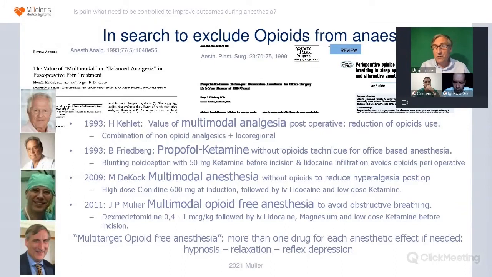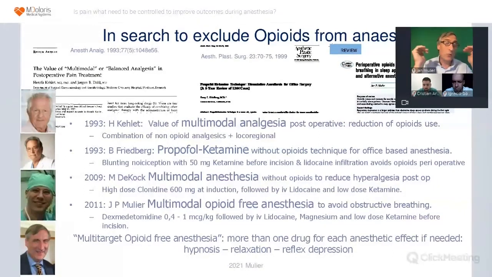We don't need to give sedation with dexmedetomidine. We need to block the sympathetic system only. And to be asleep, we can do that with fantastic other drugs. We call this better multi-target opioid-free anesthesia, because we are using more than one drug to reach an effect. You can use it with only dexmedetomidine. You can give full opioid-free anesthesia, but you need a high dose.